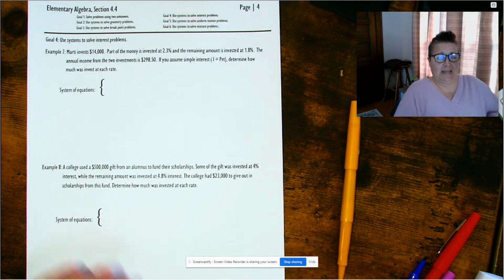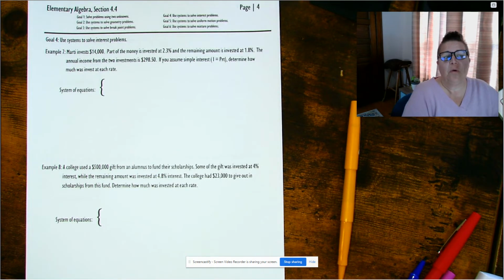4, 5, and 6. Let's see what we can do. Number 4 is using systems of equations to solve interest problems. We're going to be using I equals PRT. The exception here is that our time is always going to be 1 year. So because our time is always going to be 1 year, T essentially disappears. All right. Let's see how this works.